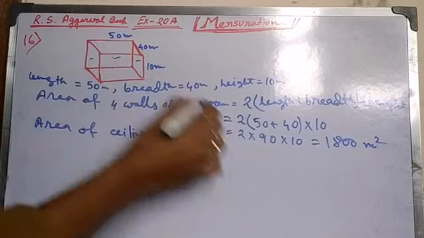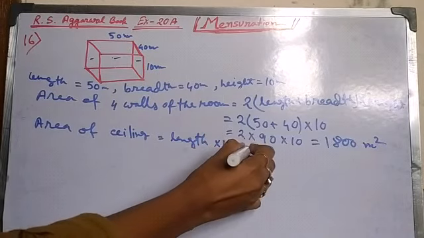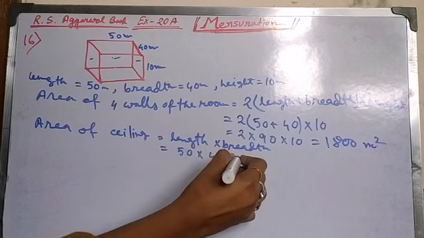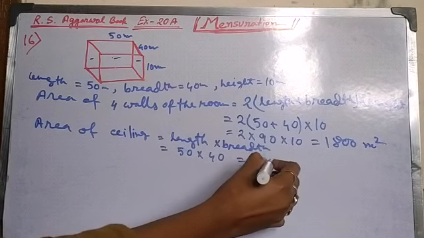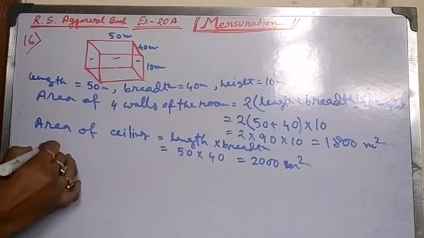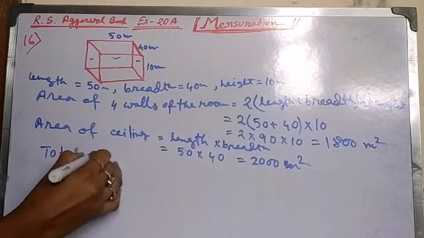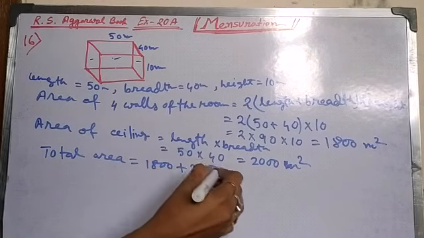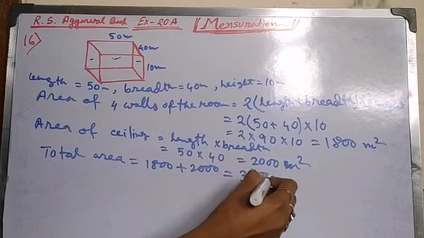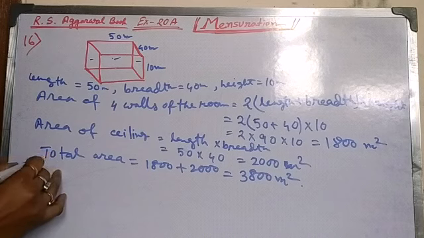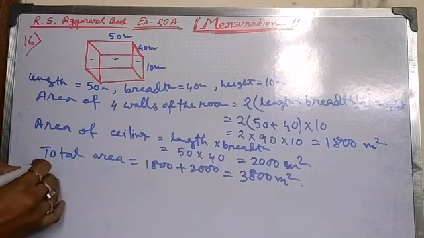This upper surface, that is 50 into 40. That means 2000 meter square. Total area: 1800 plus 2000, that means 3800 meter square. Now 1 meter square whitewashing costs rupees 20. Then what will be the cost of 3800 meter square whitewashing?